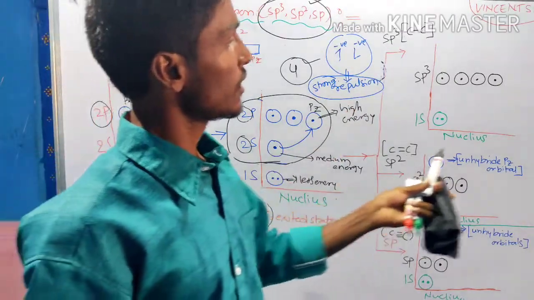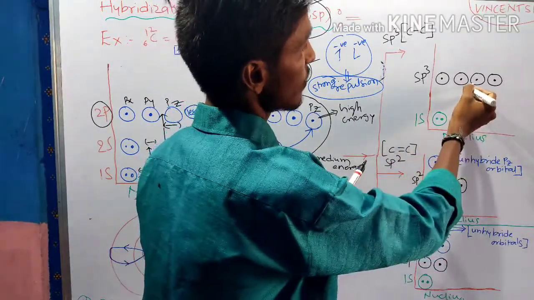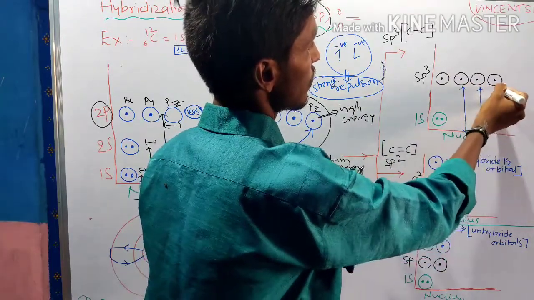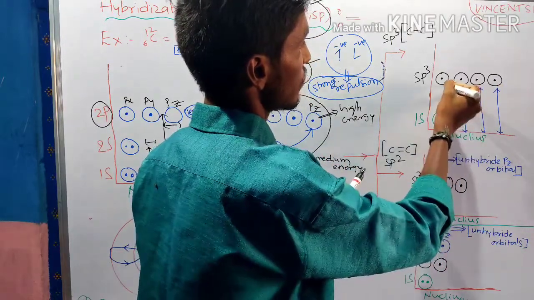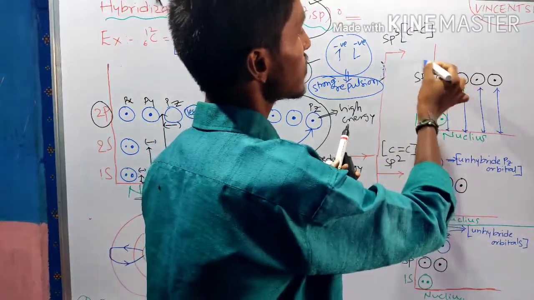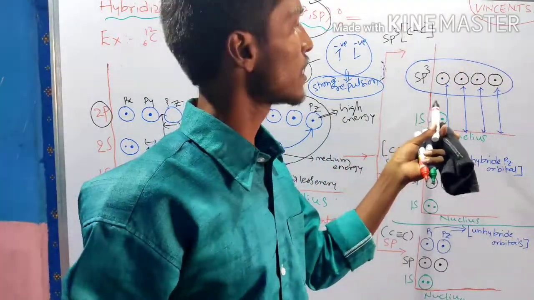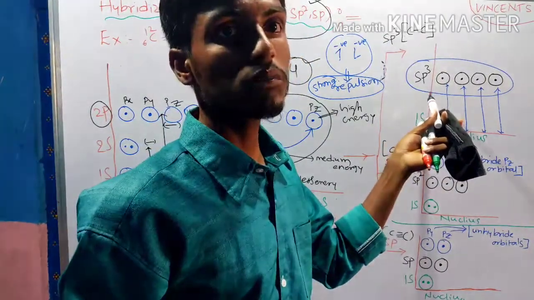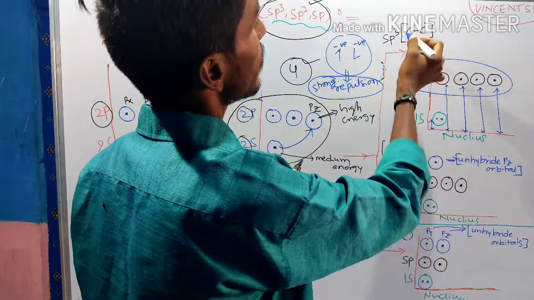In hybridization, there is equidistance of those hybridized orbitals. Due to this equidistance, they have equal energies. Due to this equal energy, the atom now undergoes bonding. Likewise, this carbon atom will undergo sp3 hybridization.